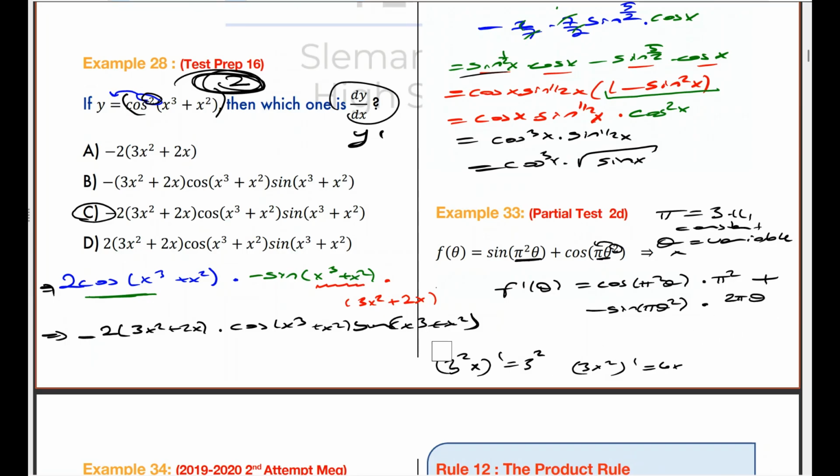Okay, let's clear things a bit. Let me rewrite this. If I write the derivative of the angle after the cosine and sine, I'm afraid you would multiply it by the angle, so I'll put it in front. So for the first one, pi squared cosine pi squared theta, minus the second one, 2 pi theta multiplied by sine pi theta squared. Okay, so that's the final answer.